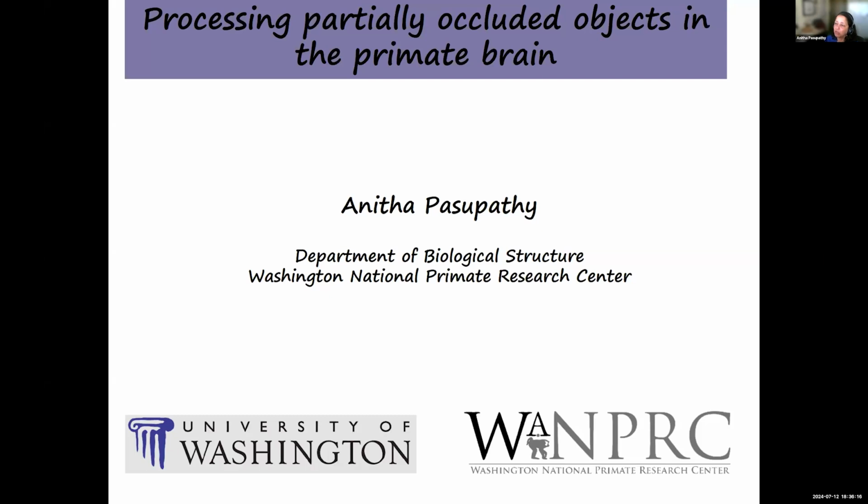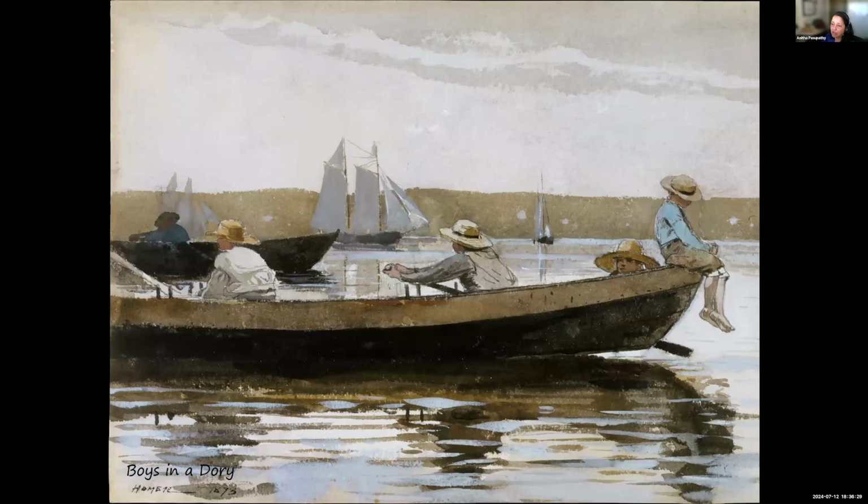Today I want to tell you a little bit about work we're doing in my lab to look at how partially occluded objects are processed in the primate brain. When we look at a complex visual scene such as this one, our visual system effortlessly segments the scene and we're able to recognize a variety of objects. Our visual system is remarkable at this sort of scene understanding.